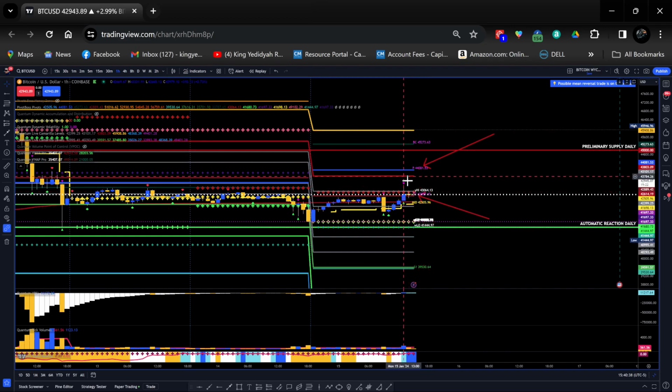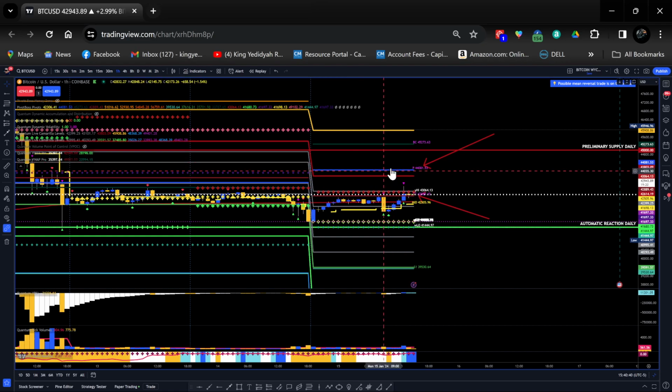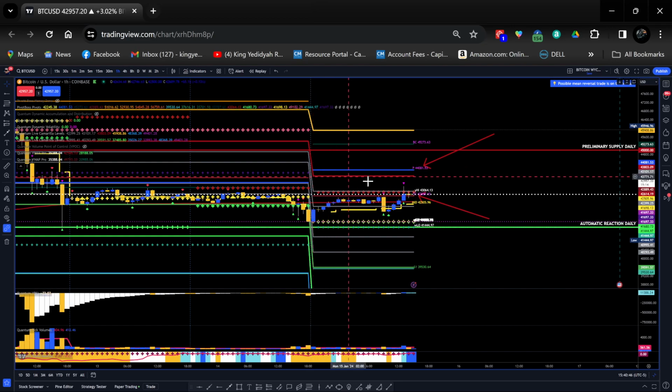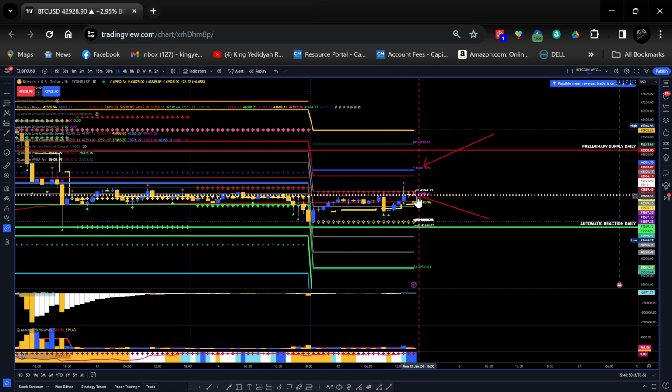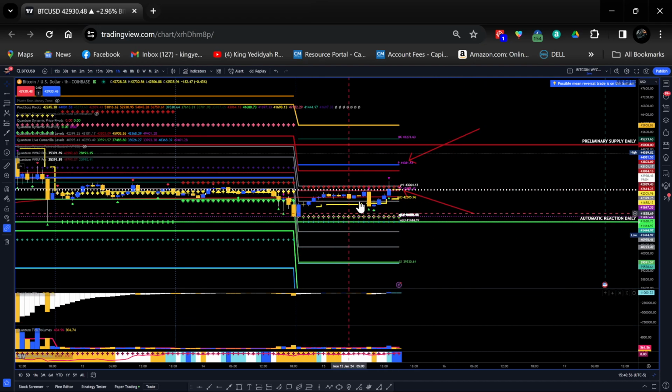Now, if it does clear above these levels here, I mean, it's Camarilla R3, so this is kind of like a golden pivot zone right here. So that would be a good rejection spot. And what is the level of that?